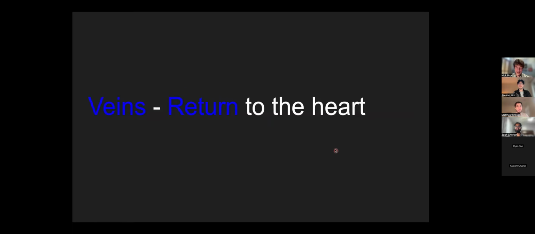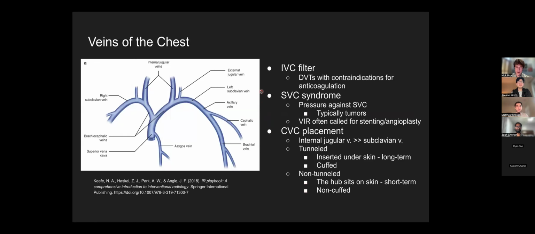Now I'm going to talk about the veins. They return blood to the heart. These are the veins of the chest. I talked about how you have one brachiocephalic artery on the arterial end, but you have two brachiocephalic veins. You have the superior vena cava supplying deoxygenated blood to the heart.